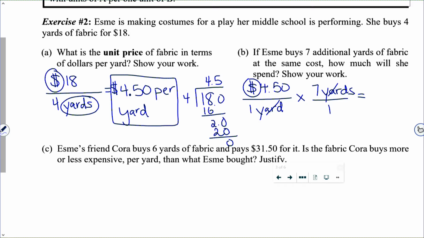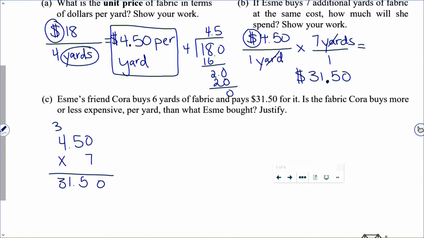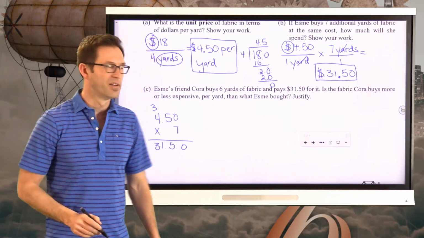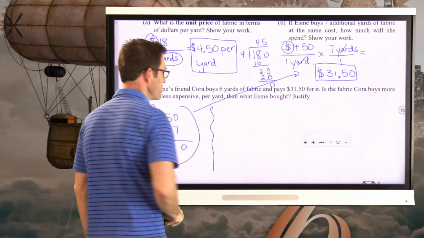Now I gotta figure out what 450 times 7 is, and I've kind of run out of space, so I'm gonna do that down here. So we'll just do 450 times 7, 0, 5, 3, 28, 31. So it looks like Esme spends an additional $31.50 on those 7 additional yards of fabric. All right, so maybe we'll just circle this and go like that. Give ourselves a little bit of extra space there.